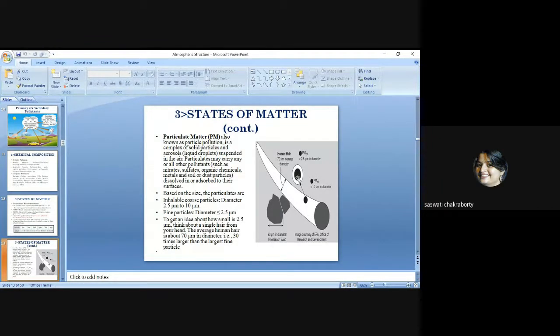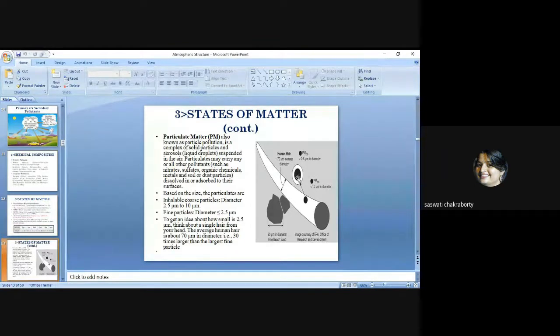If you want to understand how small a particulate matter is, you can compare it with your own hair. A single hair is about 70 micrometers in average diameter. If you consider 70 micrometers the thickness of a single hair strand, just think of particulate matter that is 2.5 micrometers in diameter. So PM 2.5 is much thinner, much smaller than a single strand of hair. Can you just think how small it is?